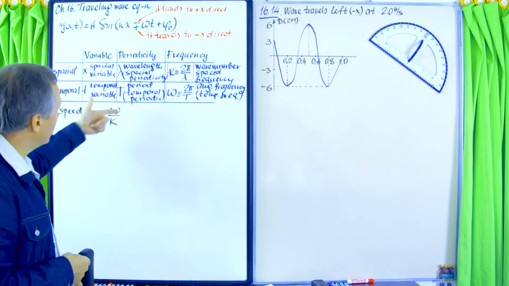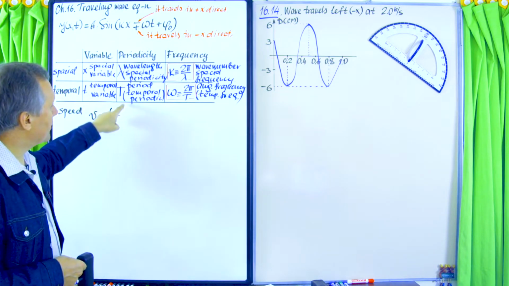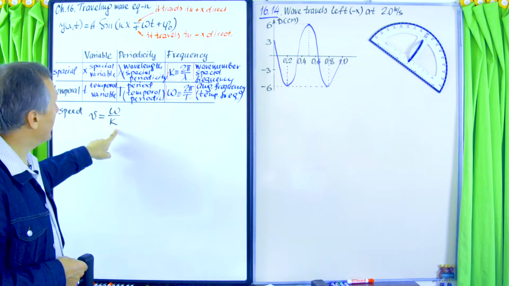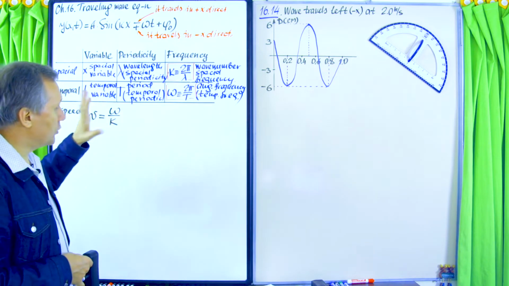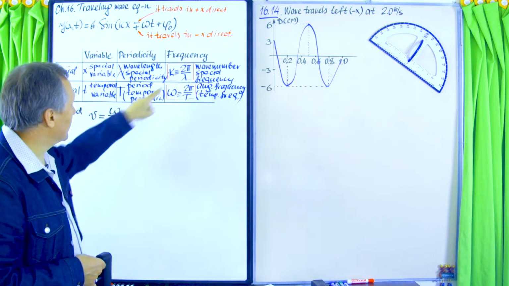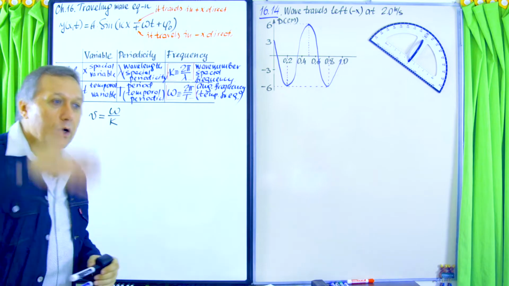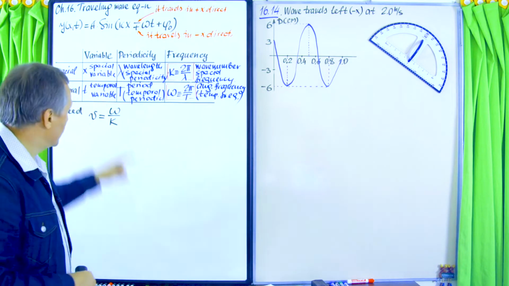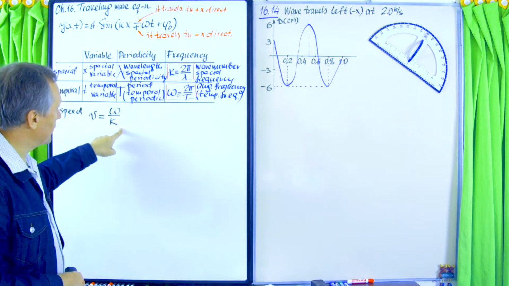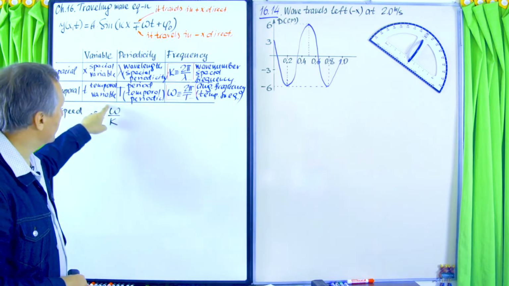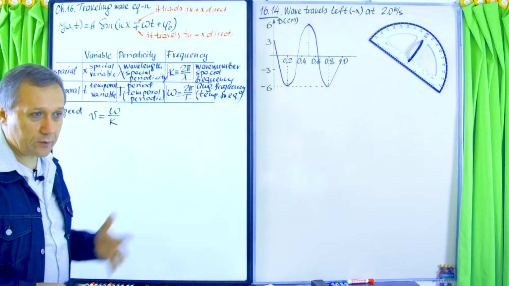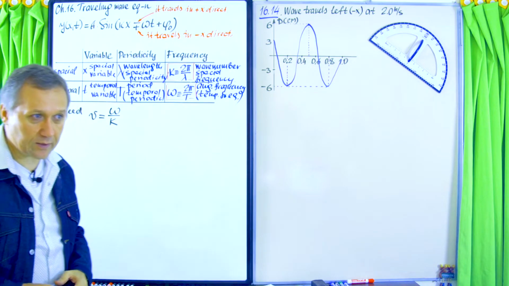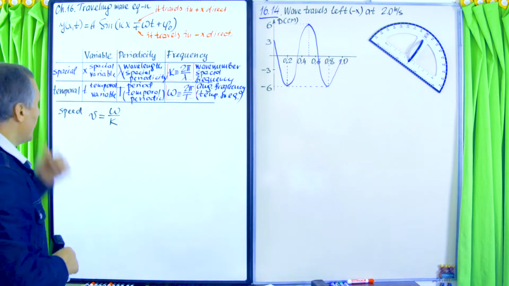If you forgot, you can check the units. Omega is in radians per second. K, the wave number, actually I forgot to emphasize, has units of 1 over meters or 1 over centimeters, right? So here radians per second, here radians over meters. So meters goes upstairs, seconds goes downstairs. We have meters over second, meters per second. So correct units of speed.